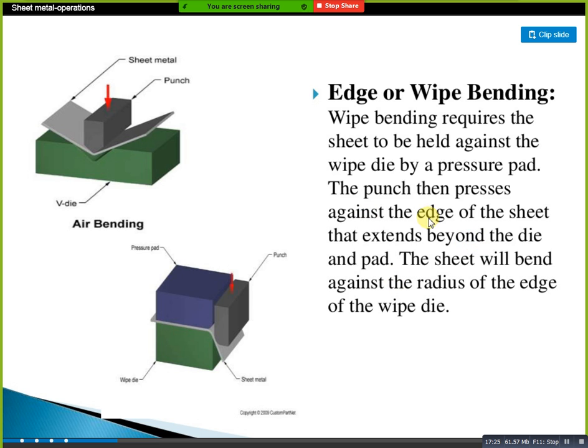For example, how much radius is there for your wipe die? This is our wipe die, this corner, however much radius is there, that much radius you will automatically get. At the same time, you need to mention this much radius on your punch. You can remember that when you run your punch, that condition you need to maintain like this. Okay, this is air bending, this is edge bending.